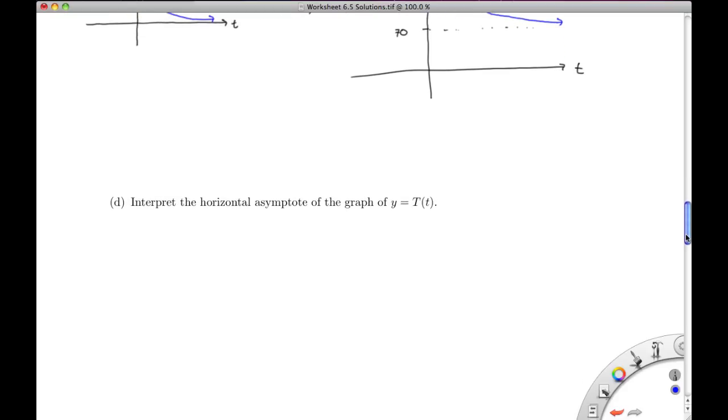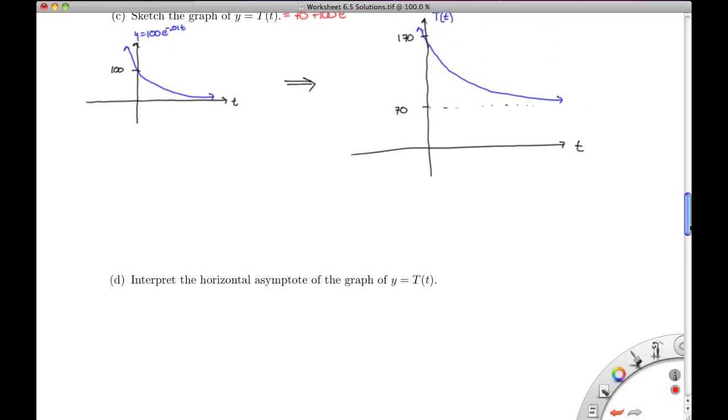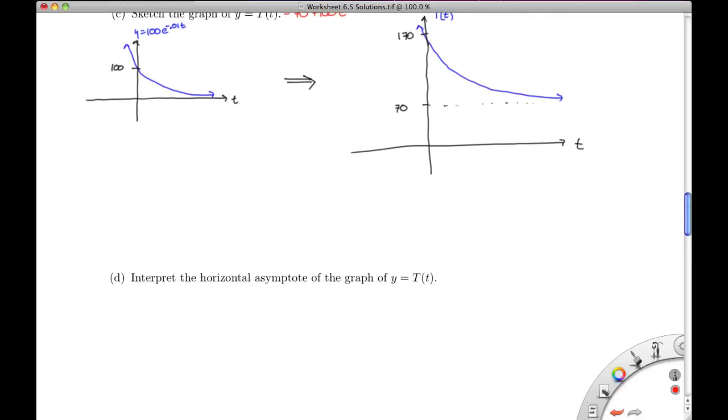But regardless, we'd go ahead and say that the room temperature is 70 degrees Fahrenheit. So that's how we would interpret this horizontal asymptote of 70.